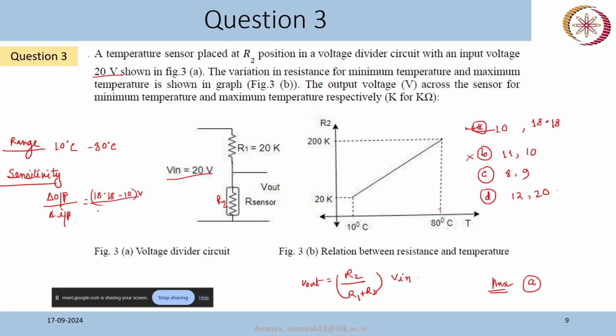So this will be 80 minus 10 degrees Celsius, so this will be 18.18 minus 10 divided by 70, so this is 0.1168 volt per degree Celsius.